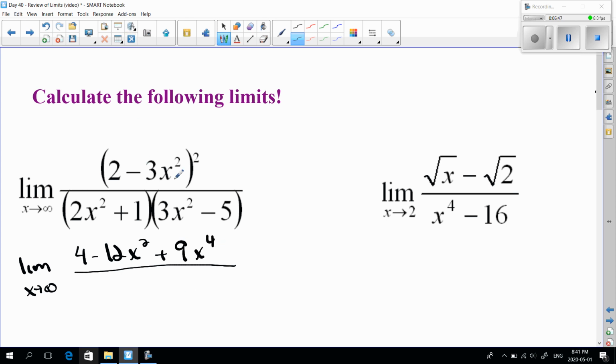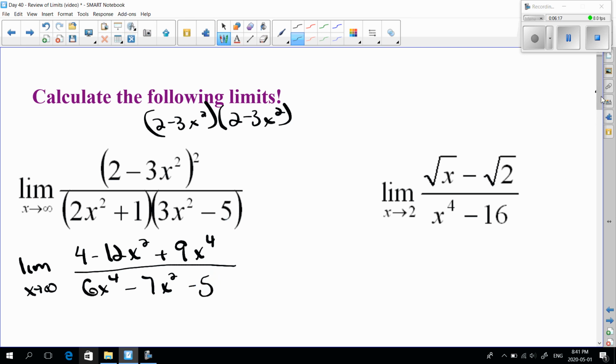So remember, 2 minus 3x squared to the power of 2 would mean this. And when you multiply that out, this is what you would get. Here, 2x squared times 3x squared gives me 6x to the fourth. That's minus 10x squared plus 3x squared, so that's minus 7x squared. And positive 1 times negative 5 gives you negative 5.